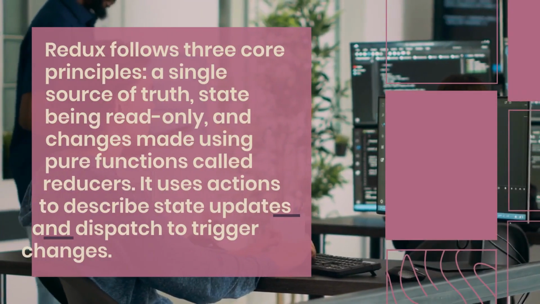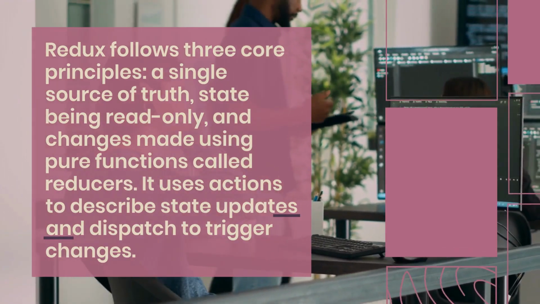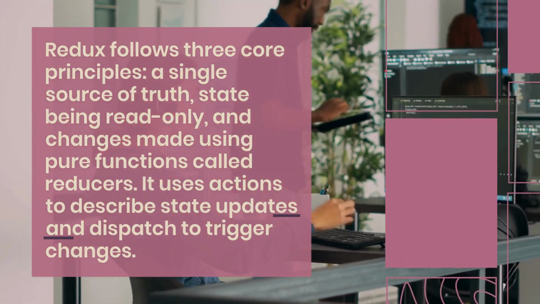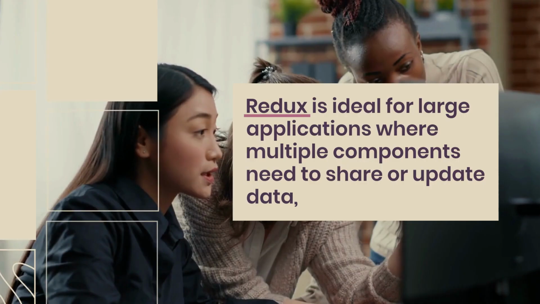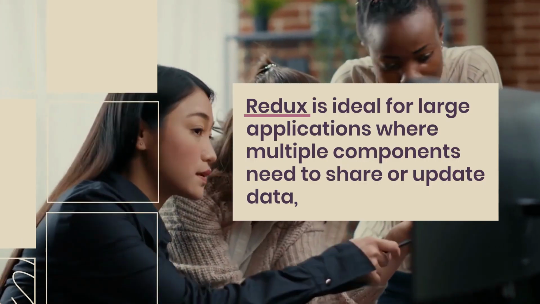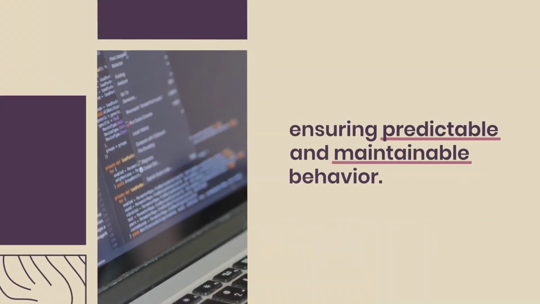Redux follows three core principles: a single source of truth, state being read-only, and changes made using pure functions called reducers. It uses actions to describe state updates and dispatch to trigger changes. Redux is ideal for large applications where multiple components need to share or update data, ensuring predictable and maintainable behavior.